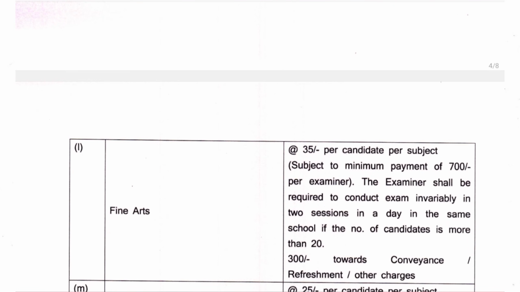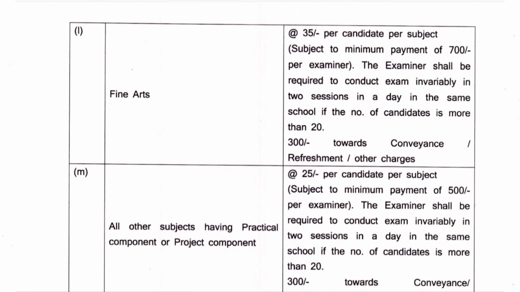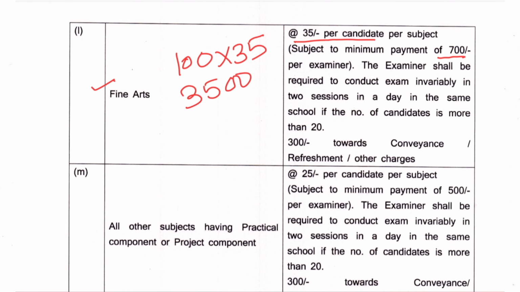Next, for the external examiner. If your subject is fine art, you are going to get 35 rupees per candidate. It means if 100 students appear for the practical, you need to multiply it by 35, so you are going to get 3500. So you should know how many students' practicals you have conducted. And if you have fewer students, the minimum payment you are going to get is 700 rupees per examiner, plus you are going to get 300 rupees conveyance charge as well.